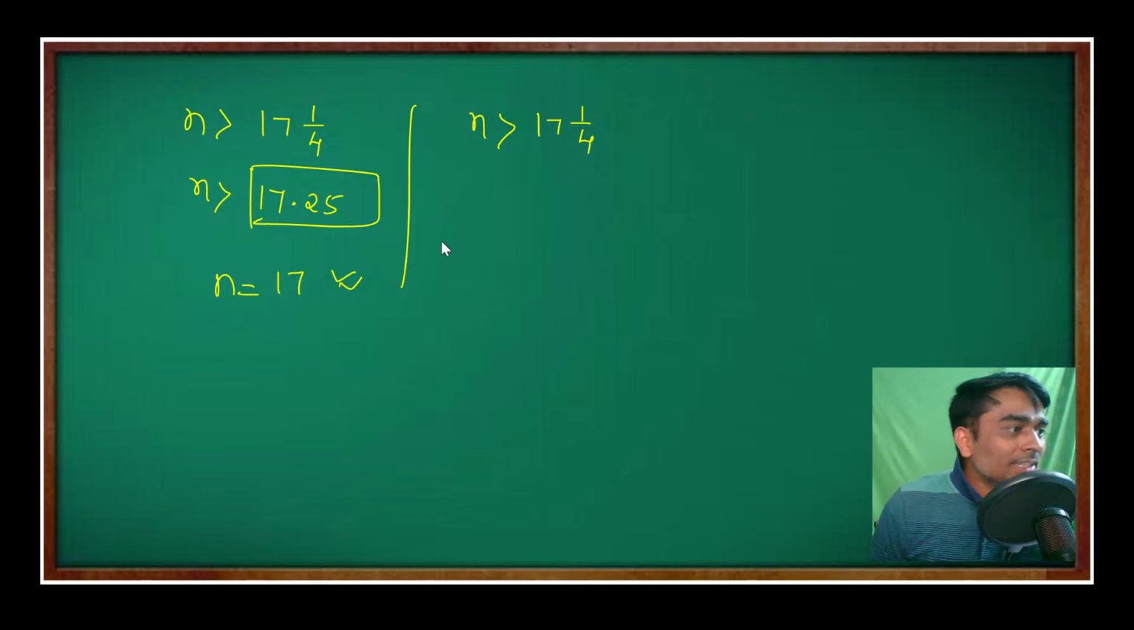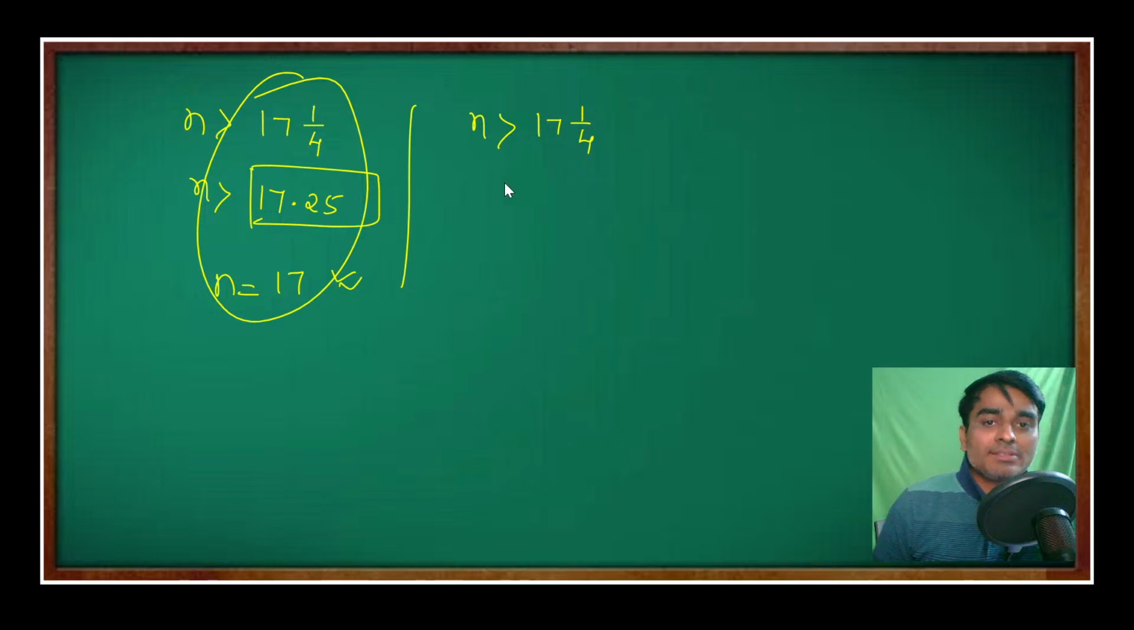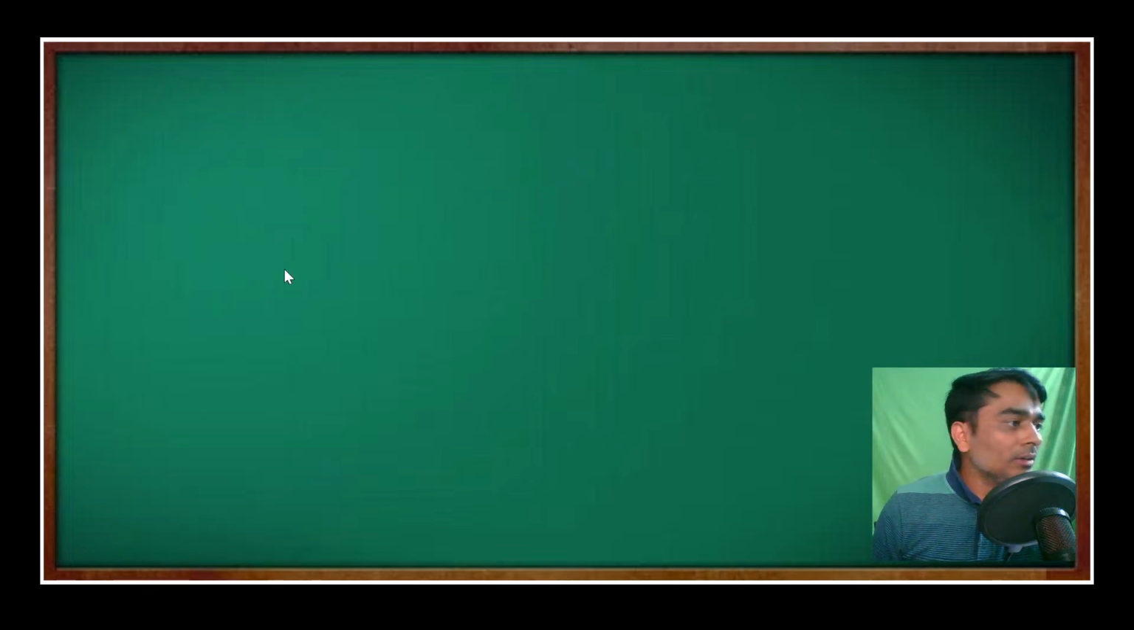Correct? Jivita, this is what you thought, right? That's why you said 17. Here there is no question of rounding off. Greater than this means go up, that's all. n will be equal to 18.